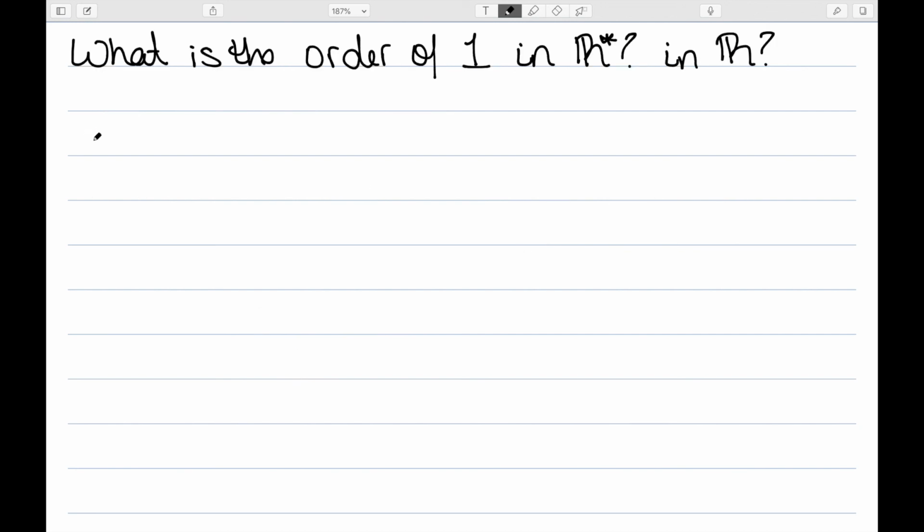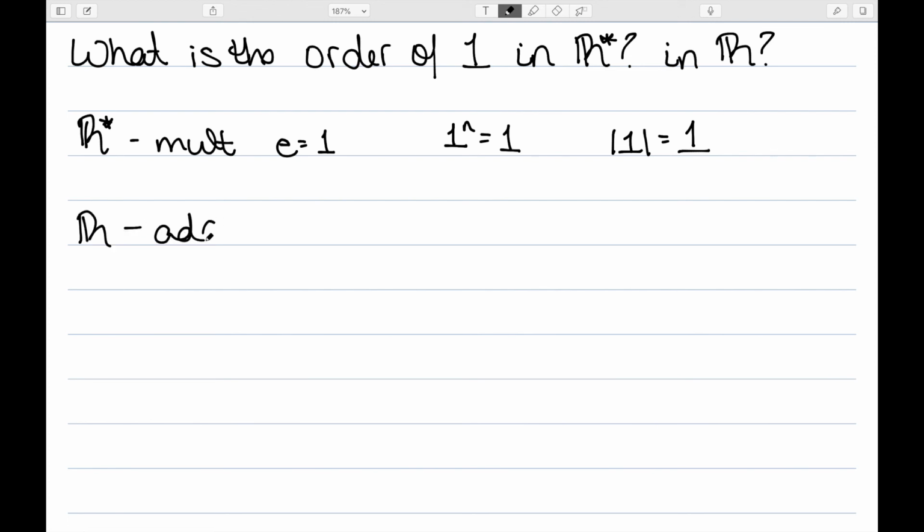What's the order of the number 1 in R star and in R? Let's start with R star. R star is a group under multiplication with an identity of 1. So in this case, we're looking for 1 to what power is equal to 1? Well, the order would just be 1, since 1 to the first power is 1. R is just a group under addition. So I would essentially need to know how many 1's I need to add together to get to 0. And that would be never. So in this case, the order of 1 would be infinite.